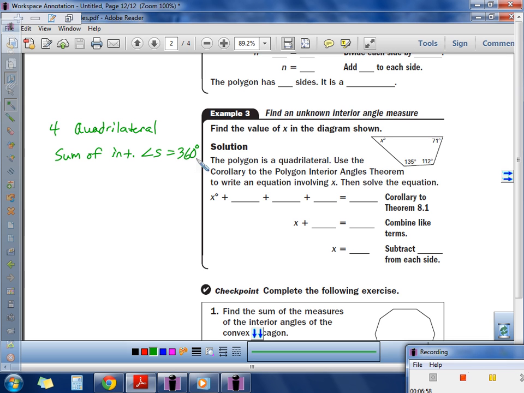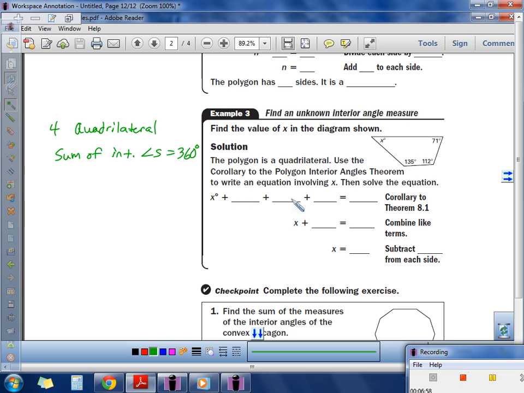You shouldn't have to do the n minus 2 times 180, but you can if you need to. 4 minus 2 is 2. 2 times 180 is 360. So I know the sum is 360, and I know a few of them in here. I'm just missing one. How am I going to use this number and what's on the picture to find that one little piece?